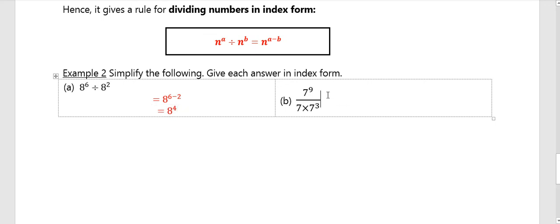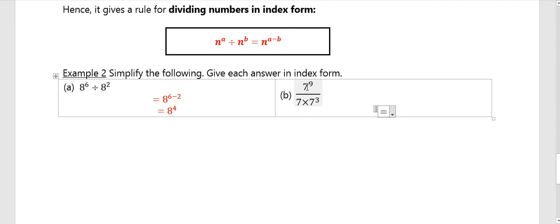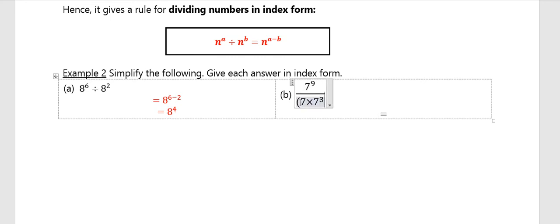Okay, and then for part B, it's slightly difficult, but it's doable. Let's have a look here. 7 power 9 divided by 7 power 1 times 7 power 3. Here, the first step you have to do is consider the denominator, because here you have to multiply first. Because here it's not given, but actually the bottom one you have to have a bracket.